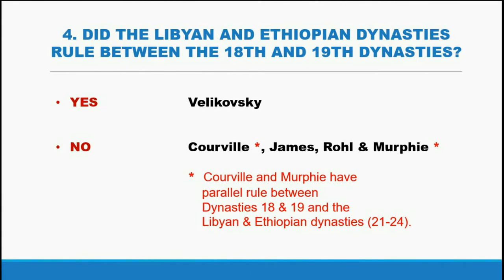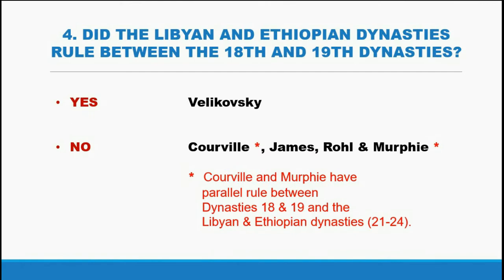The fourth and most vexing of the problems to resolve to determine the best revised chronology is whether the Libyan and Ethiopian dynasties, also known as the Third Intermediate Period, ruled in between dynasties 18 and 19, as proposed by Immanuel Velikovsky. I say it is the most vexing of the four problems because, on the surface, the evidence marshalled by both sides appears to be contradictory. One set of evidence must not be the smoking gun that it appears to be.